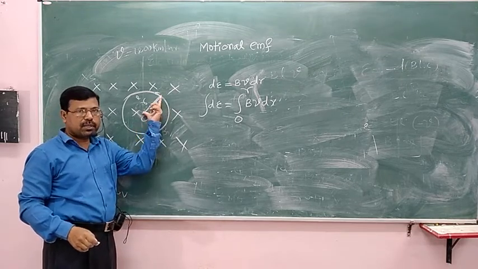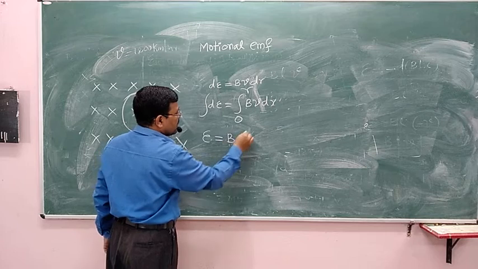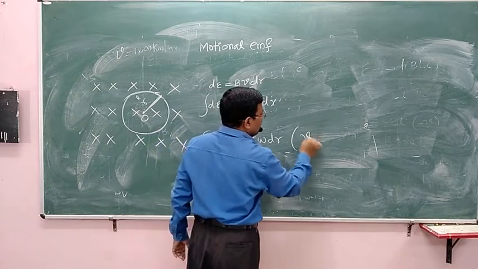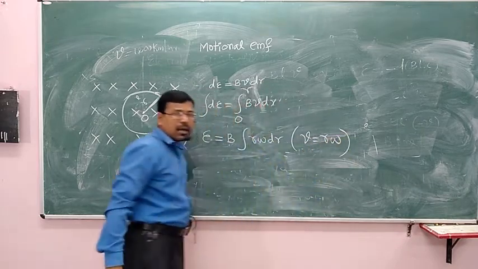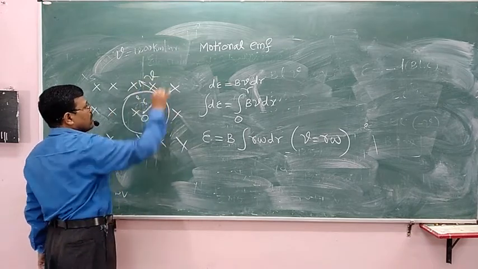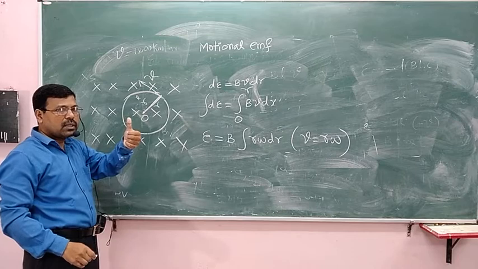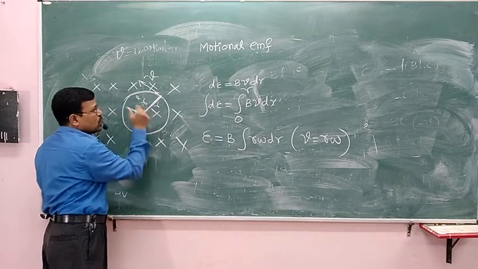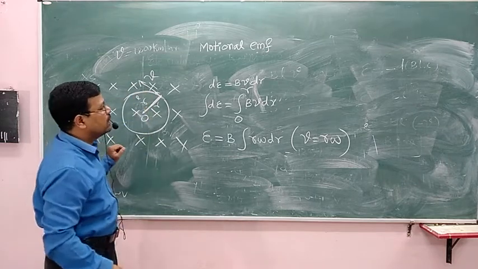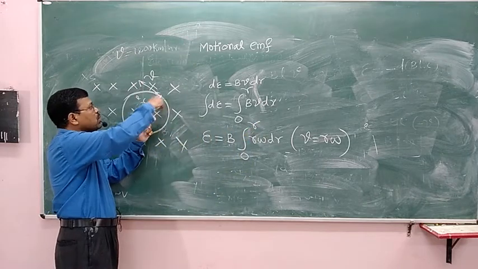How much induced EMF is produced here? Integration of dE is E. B you keep outside. V is equal to r omega, into dr. As we learned, linear velocity is equal to radius into angular velocity. If you consider this linear velocity, this is r, and the angular velocity is like this, so r cross omega will be equal to v. This is the entire induced EMF produced between 0 and r.